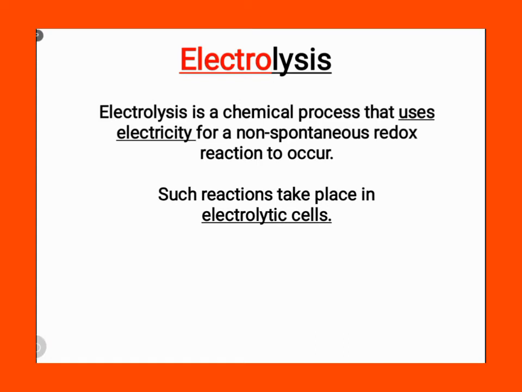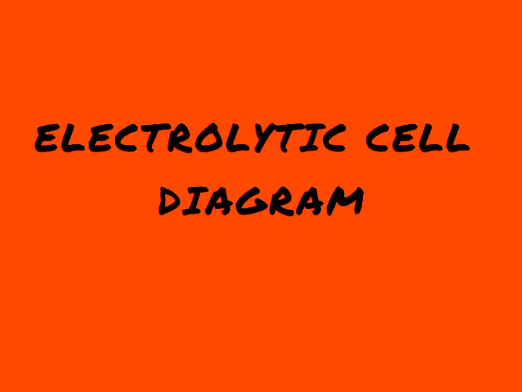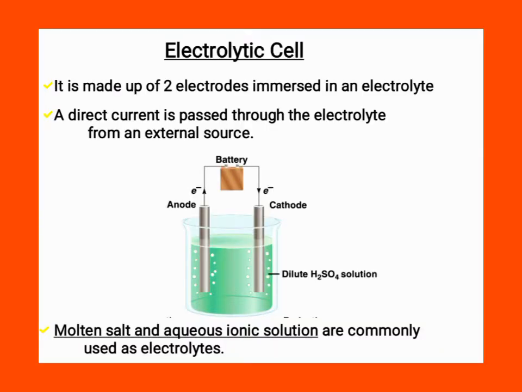Definition of electrolysis. Electrolysis is a chemical process that uses electricity for a non-spontaneous redox reaction to occur. Such reactions take place in electrolytic cells. Next, we move to the electrolytic cell. An electrolytic cell is made up of two electrodes immersed in an electrolyte. A direct current is passed through the electrolyte from an external source. Examples of electrolytes are molten salt and aqueous ionic solution, which are commonly used as an electrolyte.